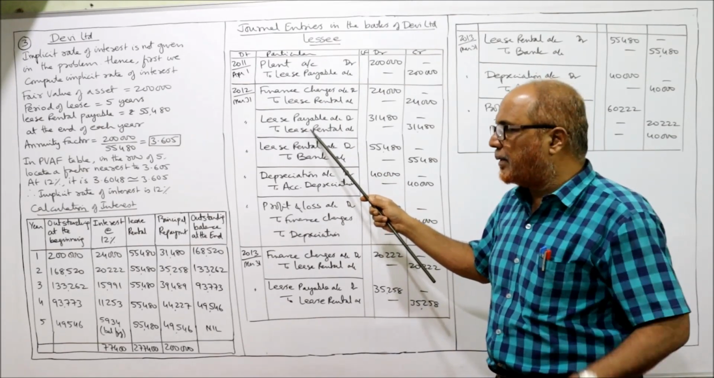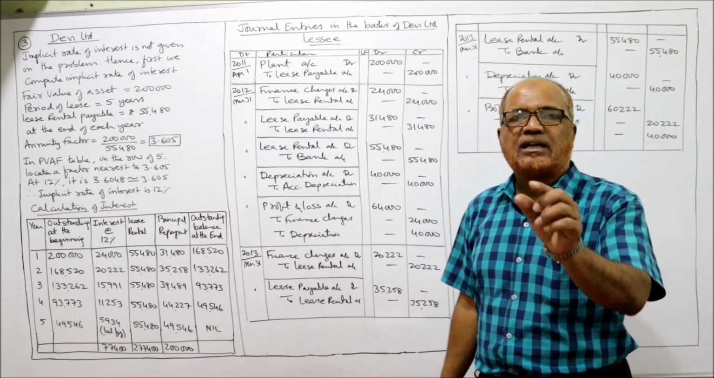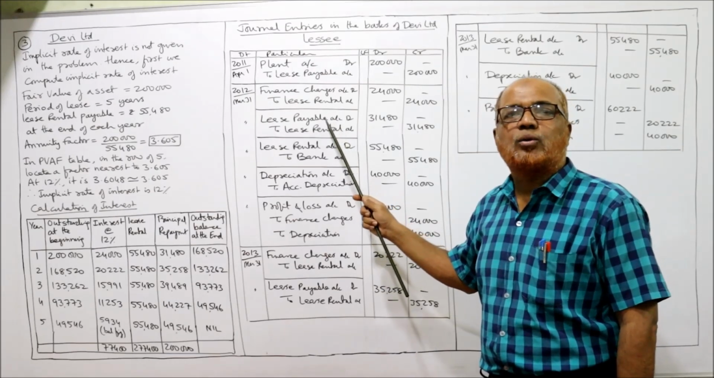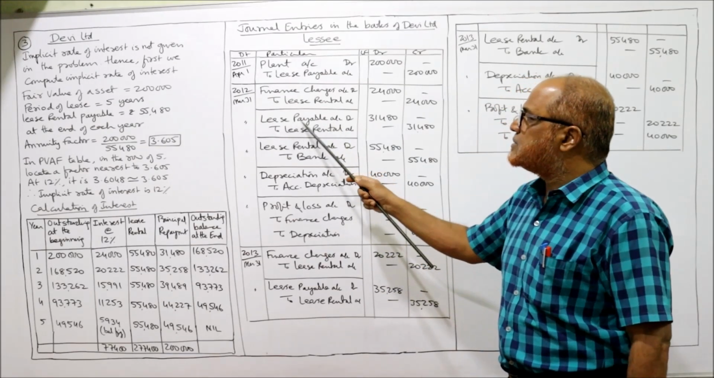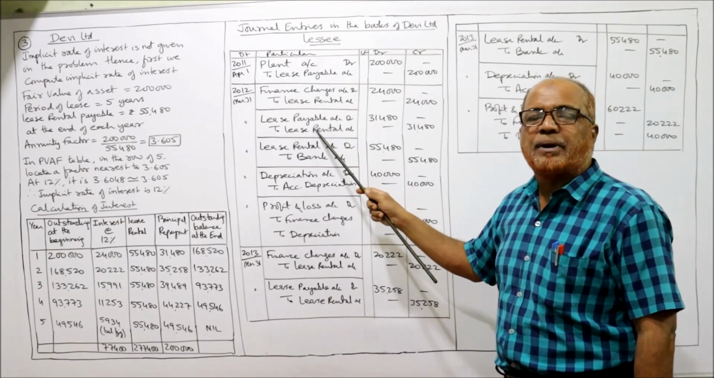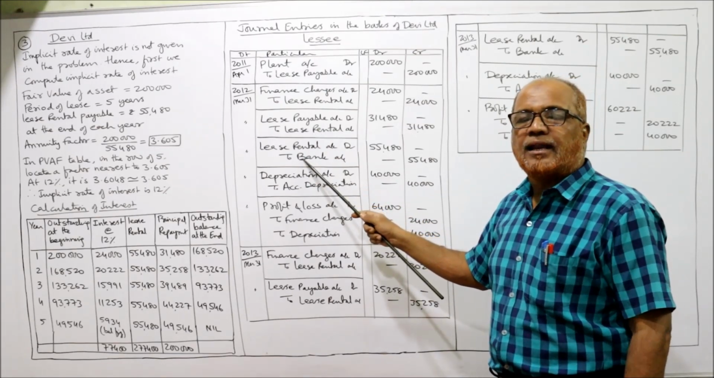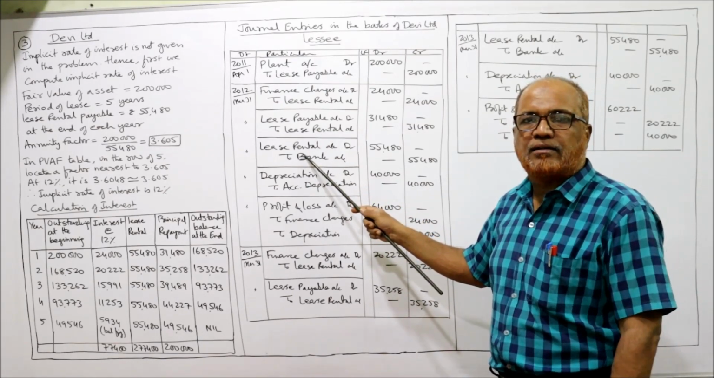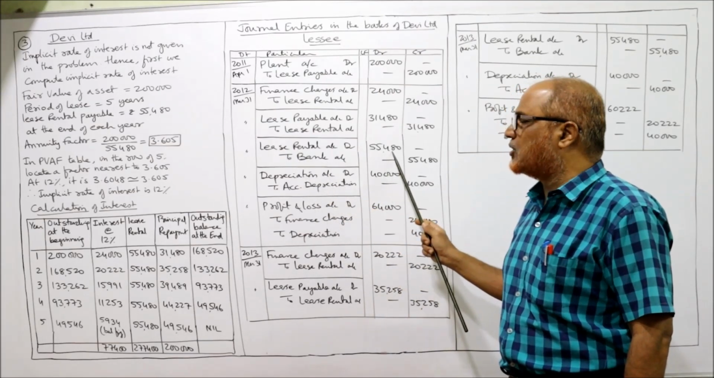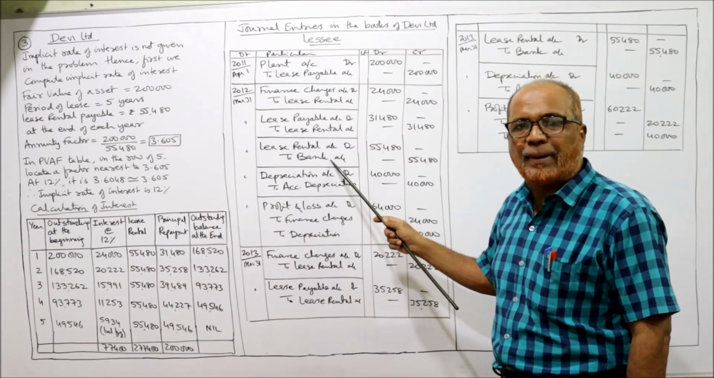Second entry, principal repayment. First year principal repayment is 31,480. Lease payable account debit to lease rental account 31,480, being the principal amount repaid. The next entry, annual lease rental charges paid. Lease rental account debit to bank 55,480, being the first lease rental paid.